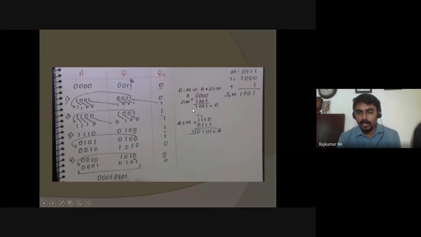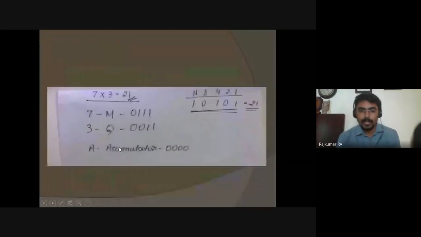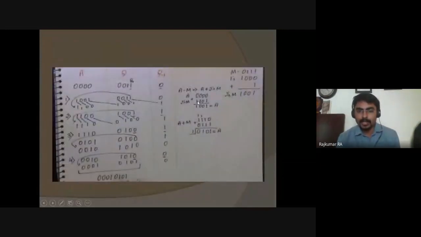Now the new A becomes 1001. So now this A you have to make it this. Similar to the diagram, A is equal to A minus m. This is what I am just writing here. This is the new A, and for the Q, we already have the Q value, I will just repeat it once again, and Q minus 1 also we just repeat once again.